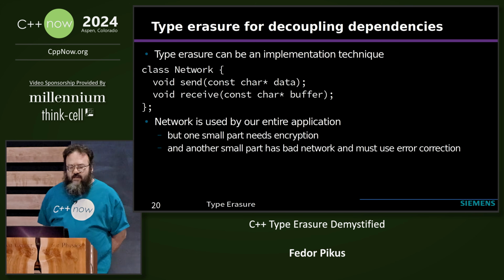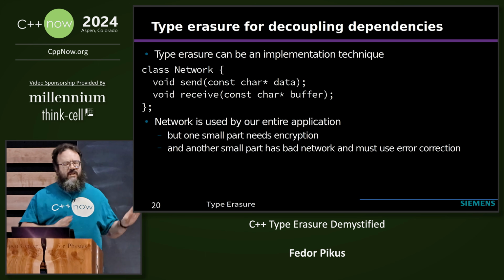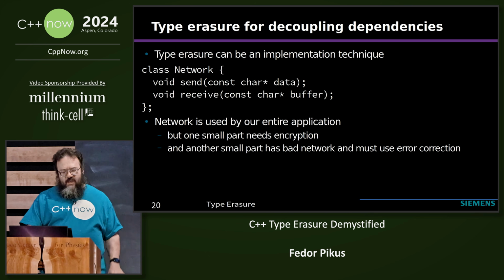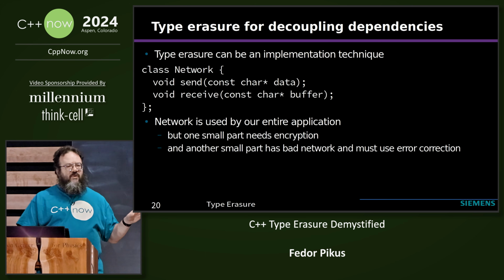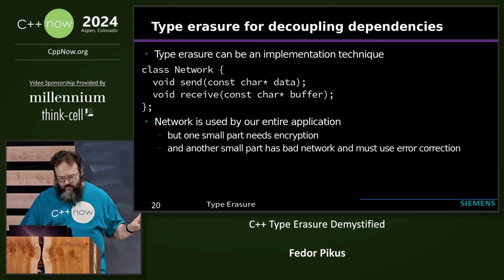So it's used for decoupling dependencies. Let's say you have in your application a network and you need the network class. So you have a network class, it has the send and receive. And yeah, it's really that easy to write network classes. We all know that. So it's used across your entire application. But one small part of your application needs encryption on the traffic. Oh, and another small part of your application has to deal with bad networks, so they need error correction codes.